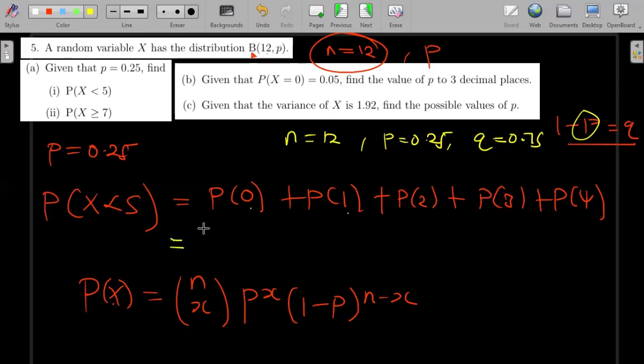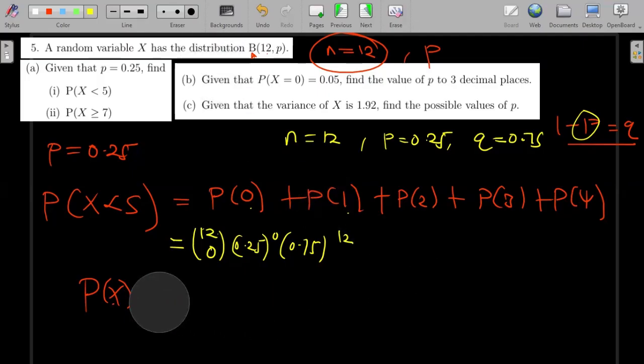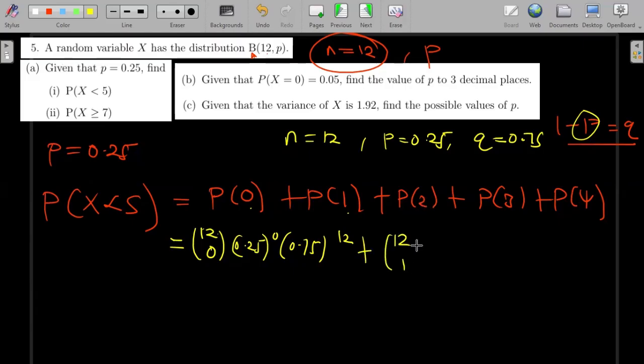So this will be equal to n, which is 12, choose 0 for the first one here, and then 0.25 to the power 0, and then 0.75 to the power n minus x, so 12 minus 0, that will be 12. We are going to be moving in that fashion, so I can erase this part. Then plus, the next one is 12 choose 1, then 0.25 to the power 1, and 0.75 to the power 12 minus 1, which is 11.